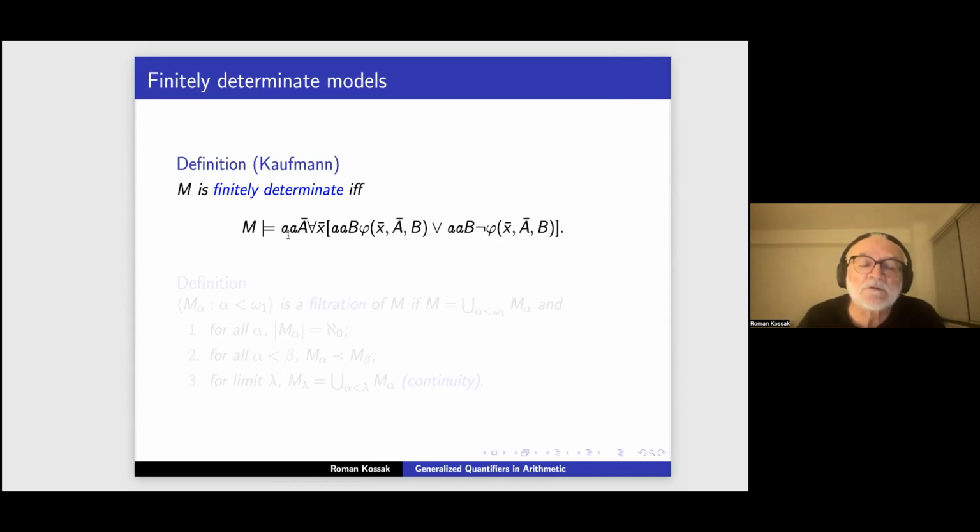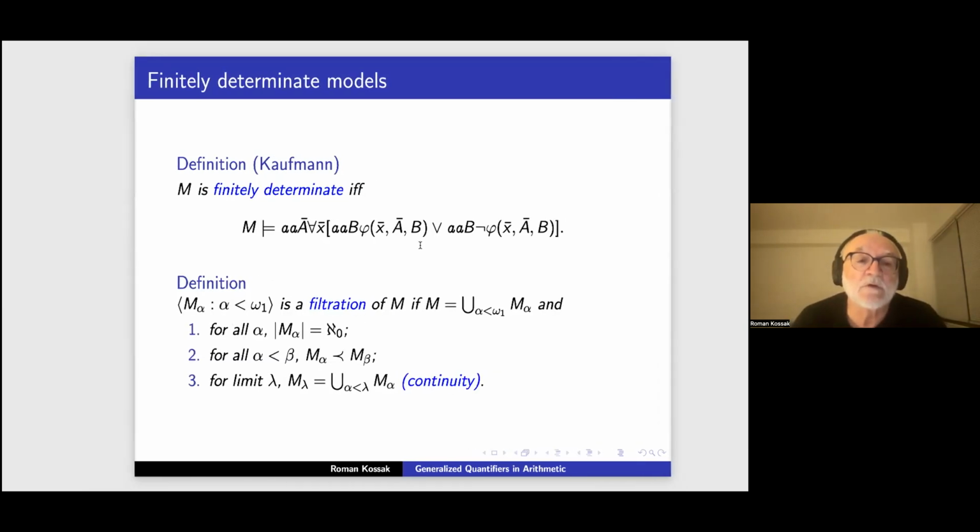Well, one has to get used to this notation here, but what it says here is this schema of finite determinacy. It's more or less straightforward. And what plays a big role, and I will only talk about models of cardinality aleph one, although all of this applies to models of larger cardinalities. What plays a role is filtrations.